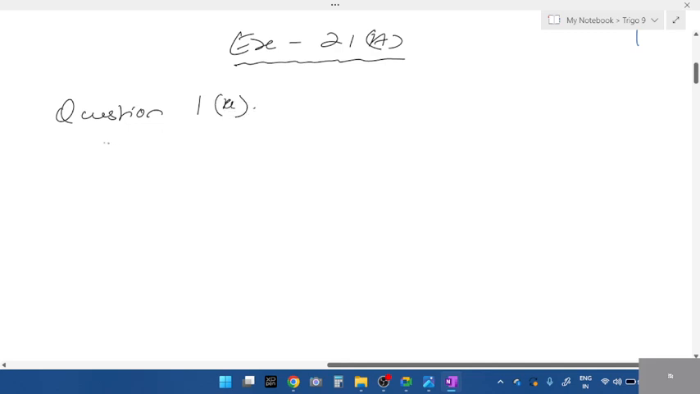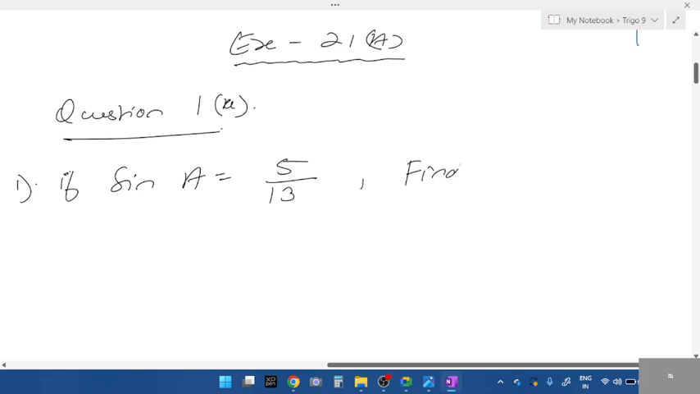Question 1A is, now they won't give you any diagram. Question 1A, they won't give any diagram. If sine A is equal to 5 by 13, then we need to find the value of tan A. Find the value of tan A.